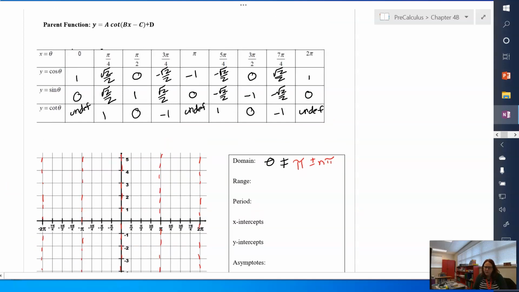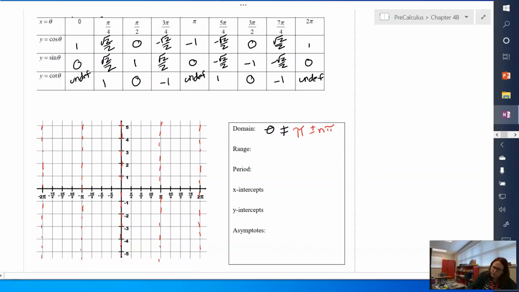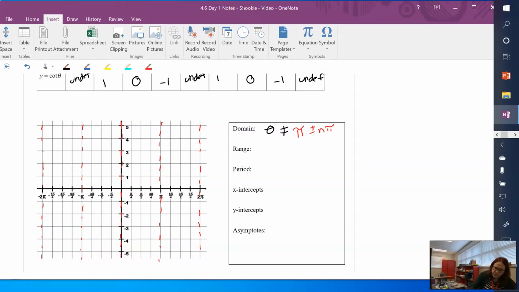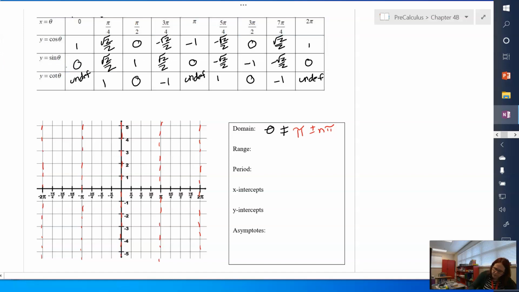At pi over 4, I have a 1. And at pi over 2, I have a 0. 3 pi over 4 is negative 1. And then I'm going to the asymptotes. So asymptote through these 3 points, asymptote. And then notice, if you look at the chart, you're going to see it's going to repeat.